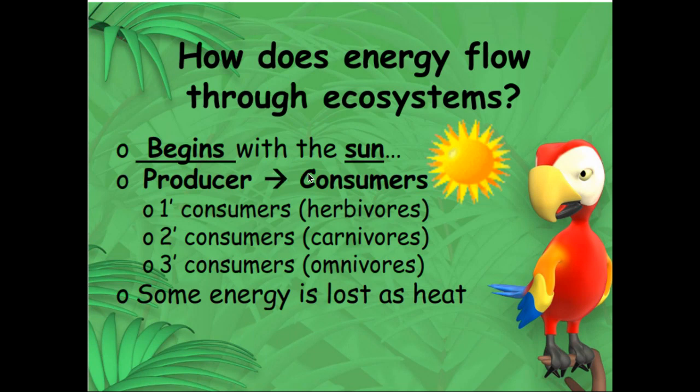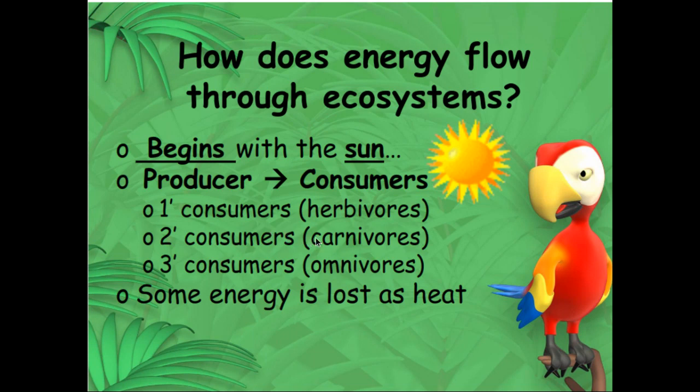From there, the energy from the producers, such as the grass, can flow into the consumers when consumers like cows eat them. We call these first-level consumers herbivores. So a herbivore is a primary consumer. This one with a little line means primary. It's a primary consumer that eats a producer.